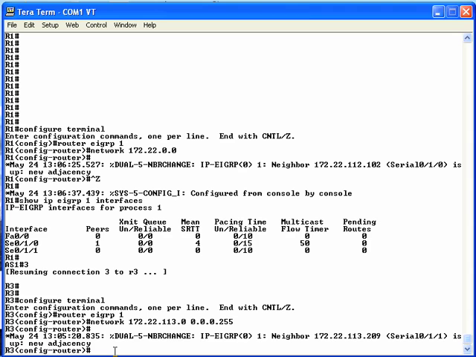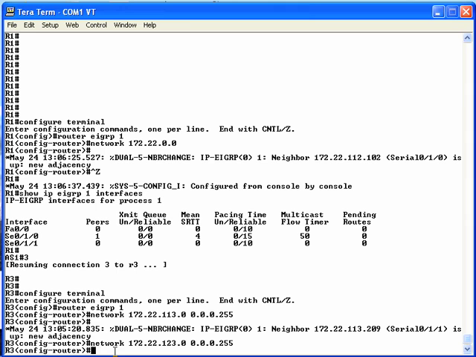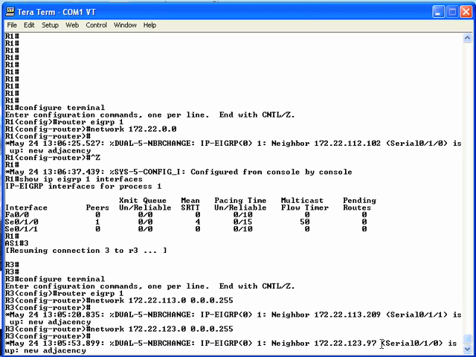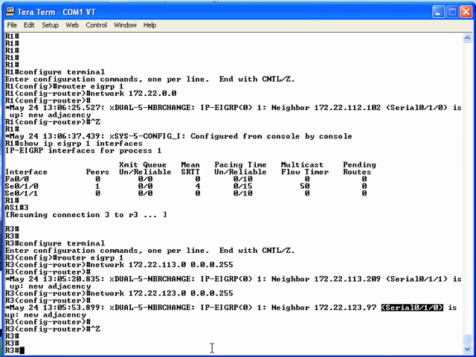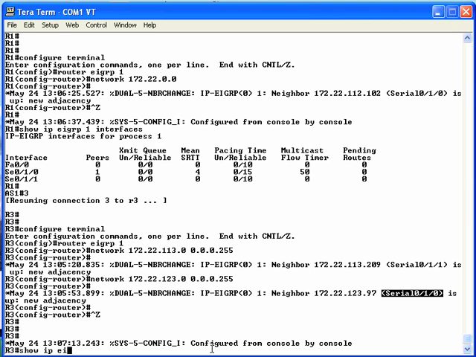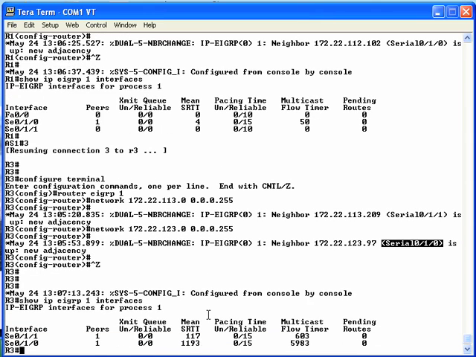Next we'll do another network command to match the other serial interface, network 172.22.123.0, with the same wildcard mask. Now that command will match the other serial interface, serial 0/1/0, so R3 will supply a message saying that we've now got a neighbor relationship on the other end of serial 0/1/0. Now we'll get out of configuration mode and do the show ip eigrp 1 command with the interfaces option as you see here. And this command again will show the interfaces on which EIGRP is enabled on R3. Notice it just lists the two serial interfaces.